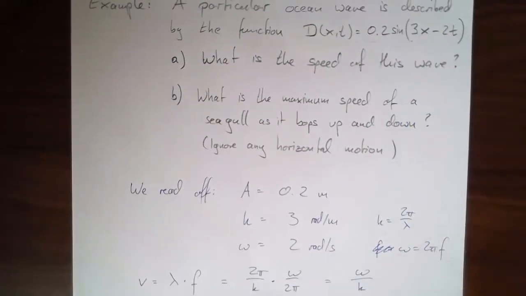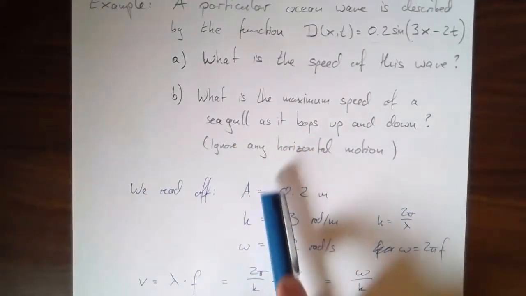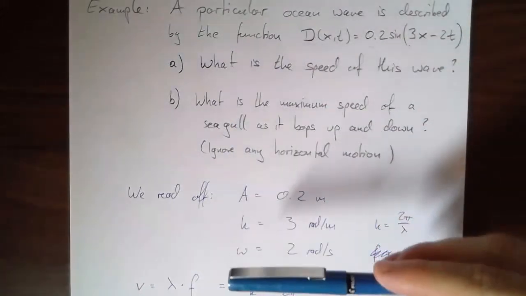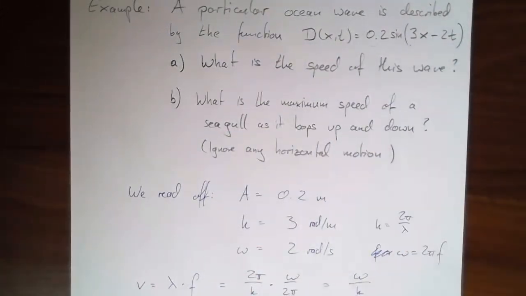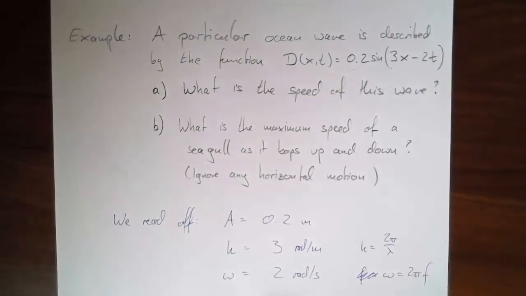What is the speed of this wave? Now, let's figure out part B. What's the maximum speed of a seagull as it bobs up and down? We're going to ignore the fact that ocean waves have a little bit of a sideways component too. The seagull just sits in the wave, going up and down, up and down. What's the maximum speed the seagull has during this motion? Now, that speed is, of course, not the speed of the wave, right? The speed of the wave, v, is how fast the wave travels sideways. So let's figure out what that maximum speed is.